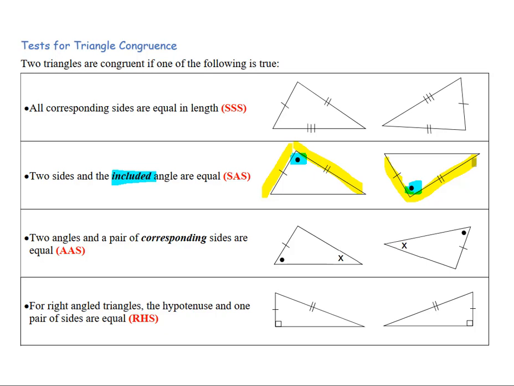AAS: two angles and a pair of corresponding sides are equal. And finally, RHS, which means we have our right angle, our hypotenuse, and then we have one other side. Okay? So, right angle, hypotenuse, side.